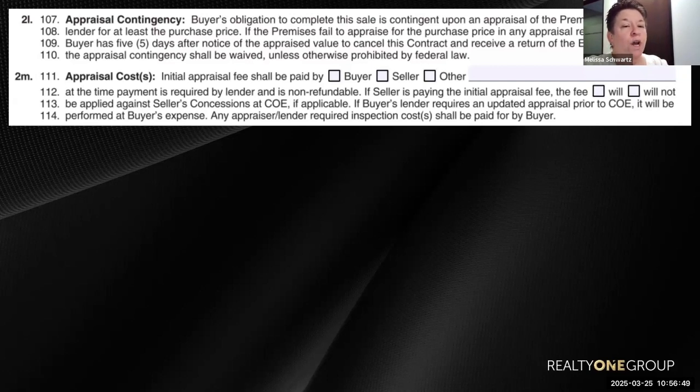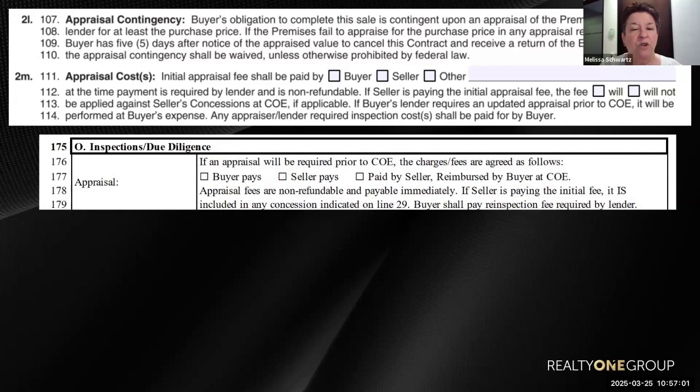So 107 to 114 appraisal contingency. It's contingent upon the appraisal of property, appraisal costs initiated by buyer, seller, other. Let's see what's on the other contract. Here it says almost the same thing. If appraisal is required prior to close, charges are agreed as follows. Buyer pays, seller pays. Paid by seller, reimbursed by buyer at close of escrow.